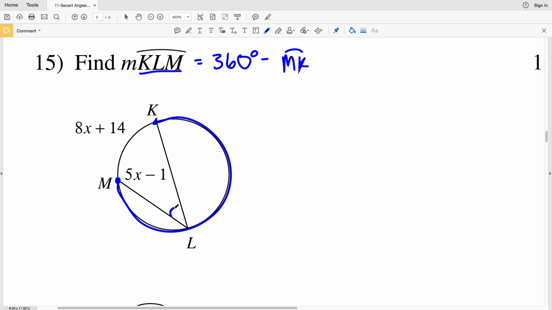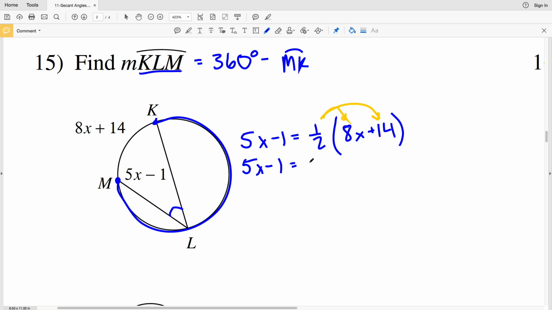Now, we have an inscribed angle, MLK. So that inscribed angle, 5x minus 1, will equal half the measure of the arc MK, which is 8x plus 14. Distributing that 1/2, we'll have 5x minus 1 equal to 4x plus 7. So now I'm going to subtract 4x from both sides, canceling out my 4x, and at the same time I'll add 1 to both sides, canceling out my negative 1 on the left. 5x minus 4x is 1x, or x, and 7 plus 1 is 8.